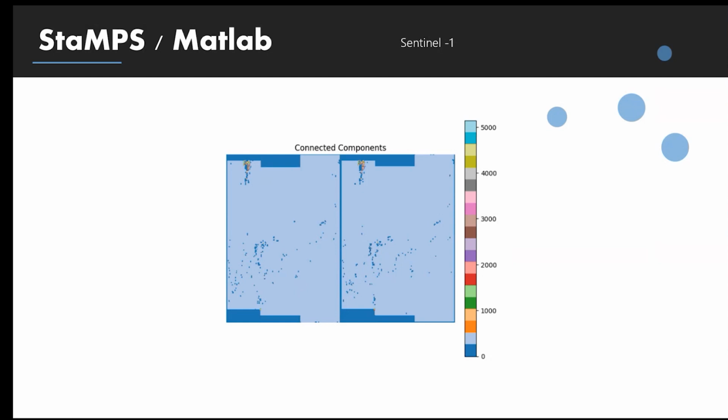I used a tool called ISCE to do all the processing. It generates something called interferograms and maps out how the ground might have shifted. Here's a quick rundown of the steps I followed.